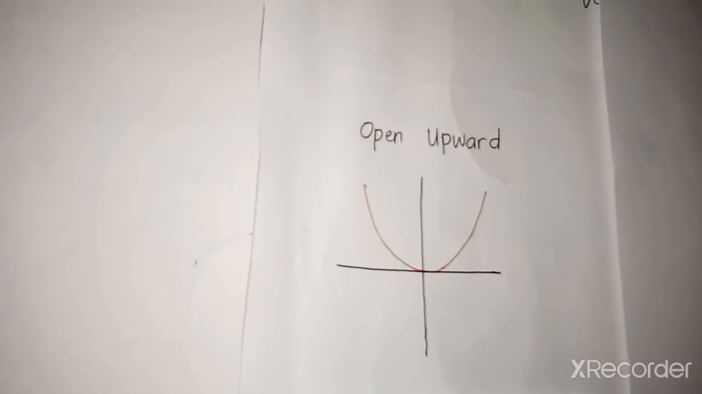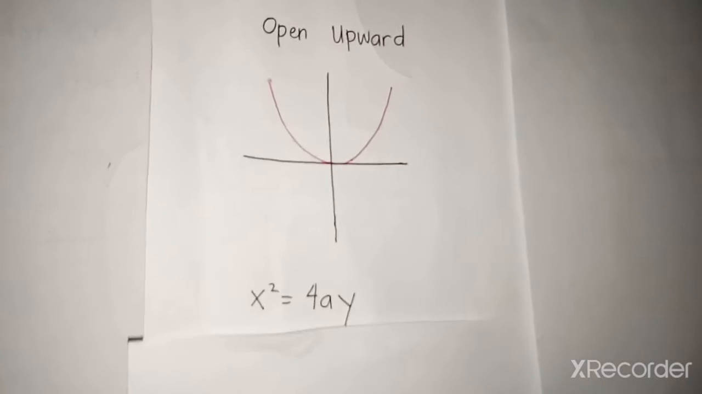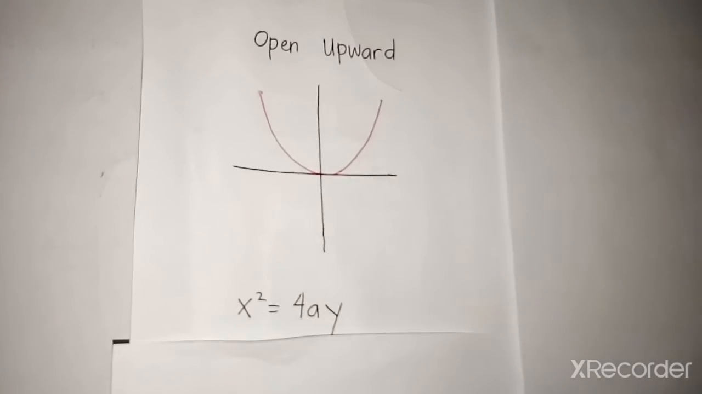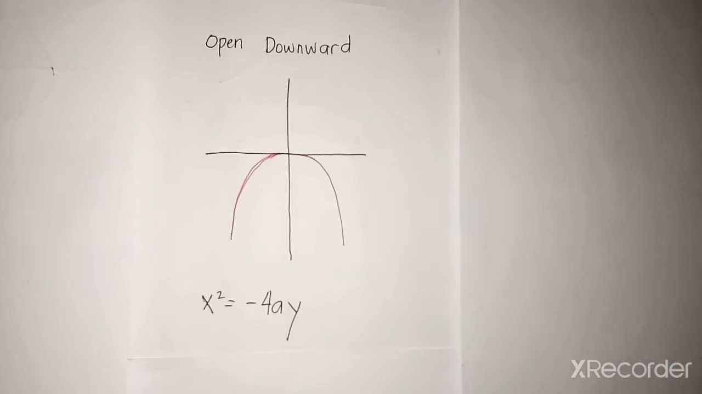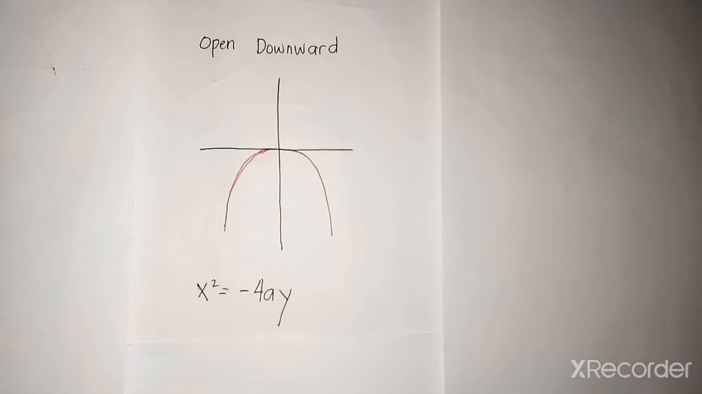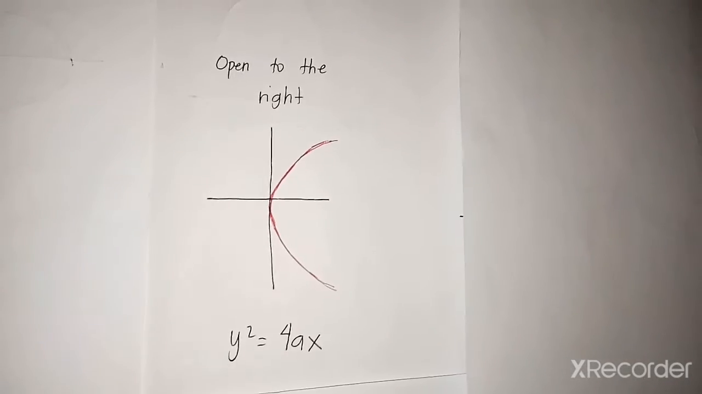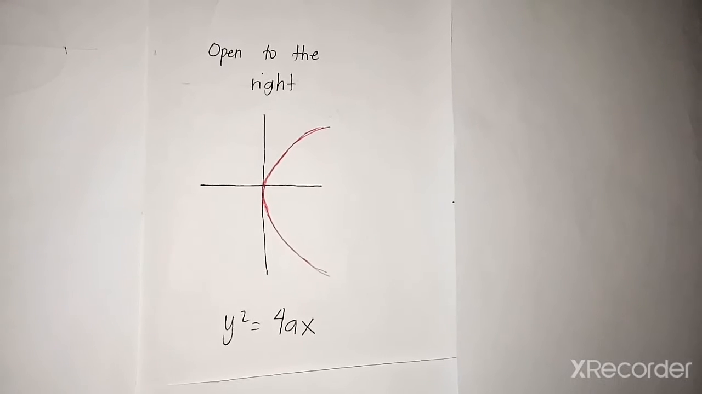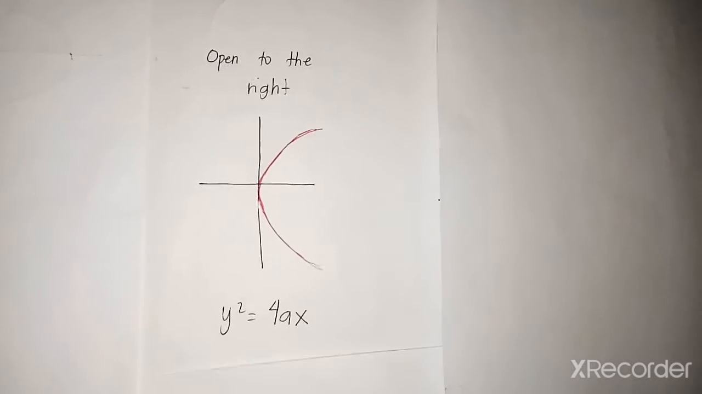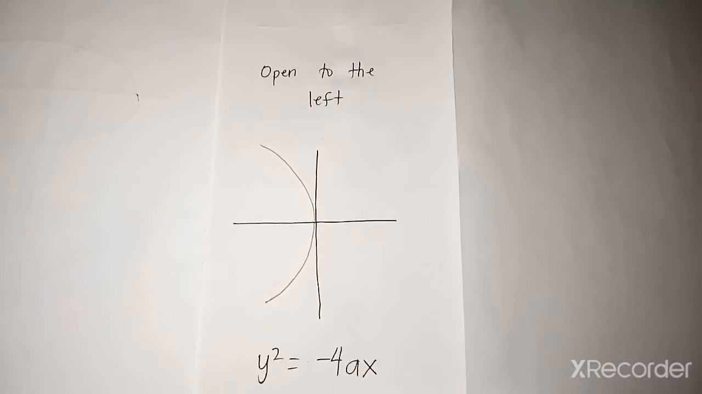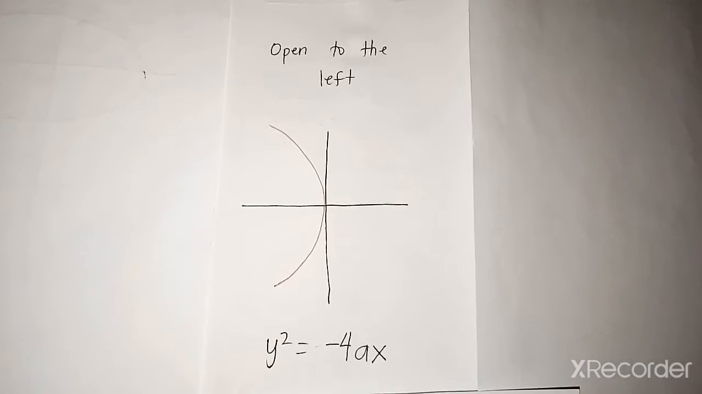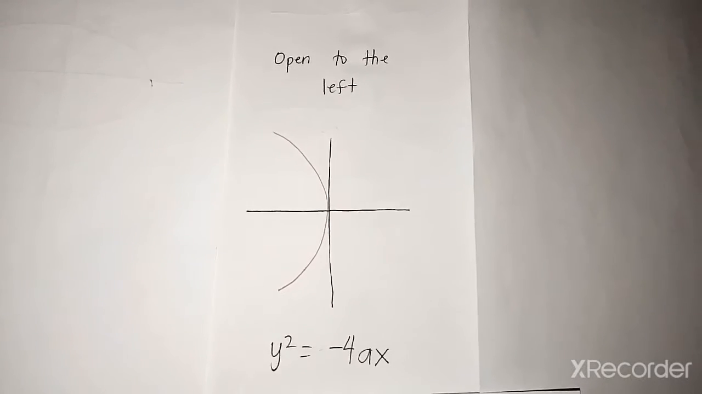If the graph is open upward, the equation is x squared is equal to 4ay. If the graph is open downward, the equation will be x squared is equal to negative 4ay. If the graph is open to the right, the equation will be y squared is equal to 4ax. And if the graph is open to the left, the equation will be y squared is equal to negative 4ax. Since we know the graph, now let's try.